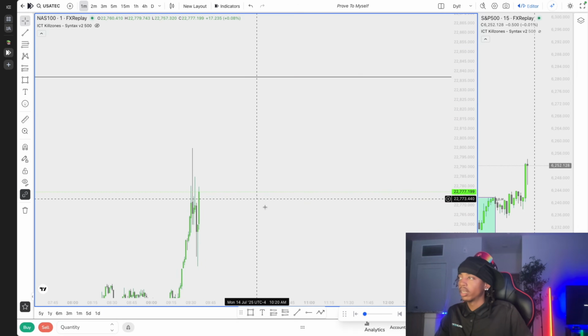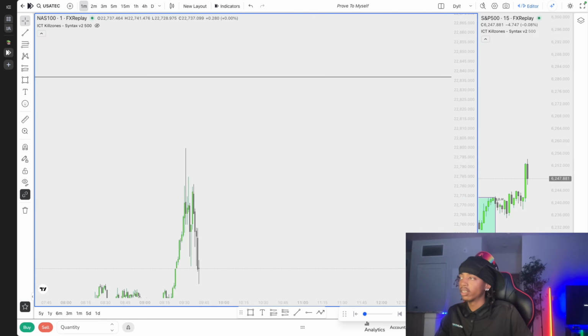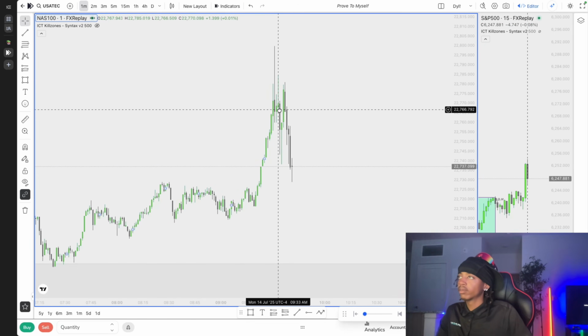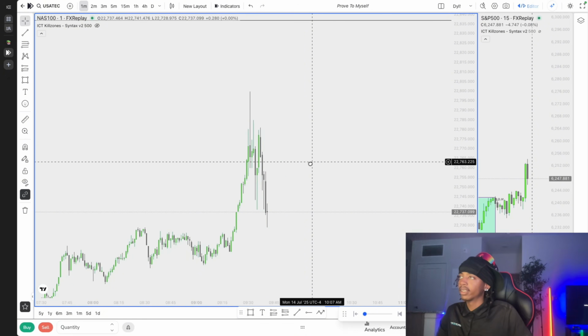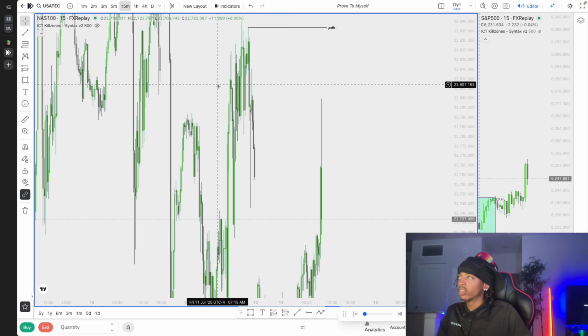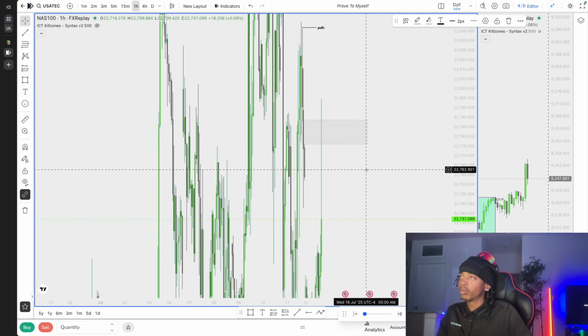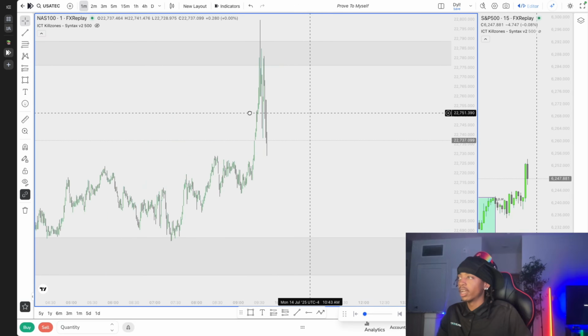Boom. Okay, nice inversion play. I don't think I'm going to take that. Yeah, there is an inversion right here, but I don't really like how we wicked like that. We must be rejecting out of something. Yeah, we have a 15 minute right there that we're rejecting out of, and an hourly, so that might cause us to flip to the downside. We'll just see how we react here.